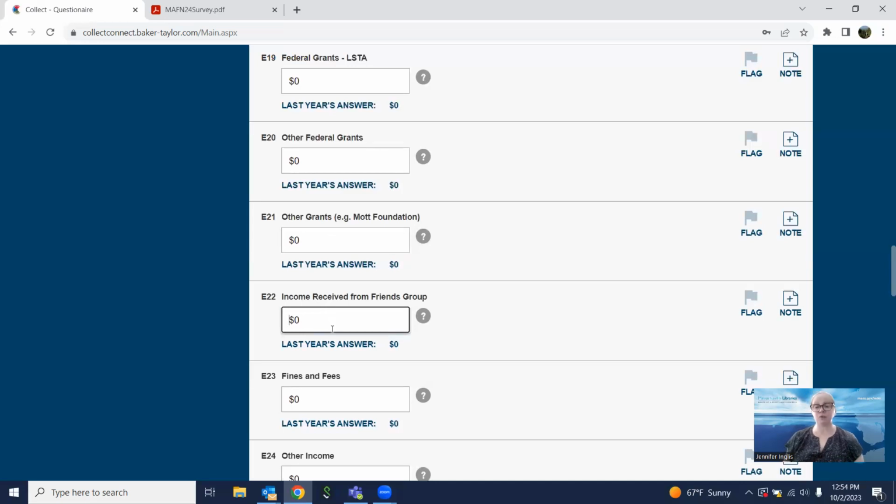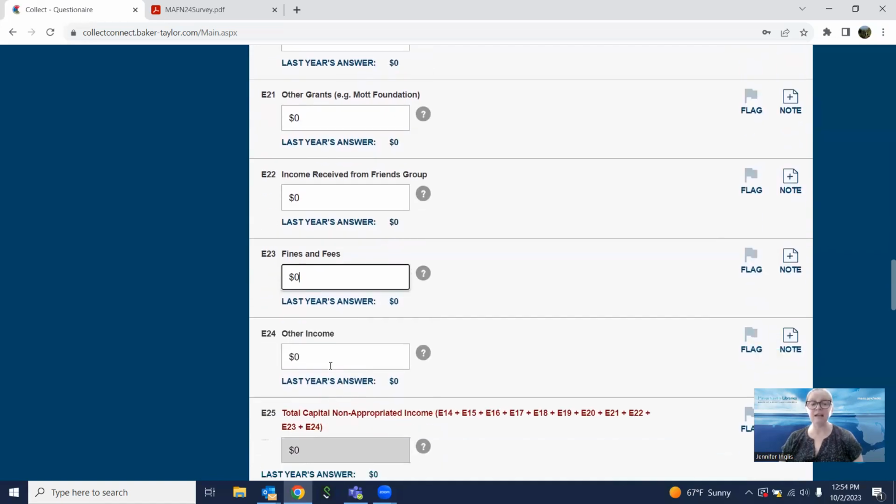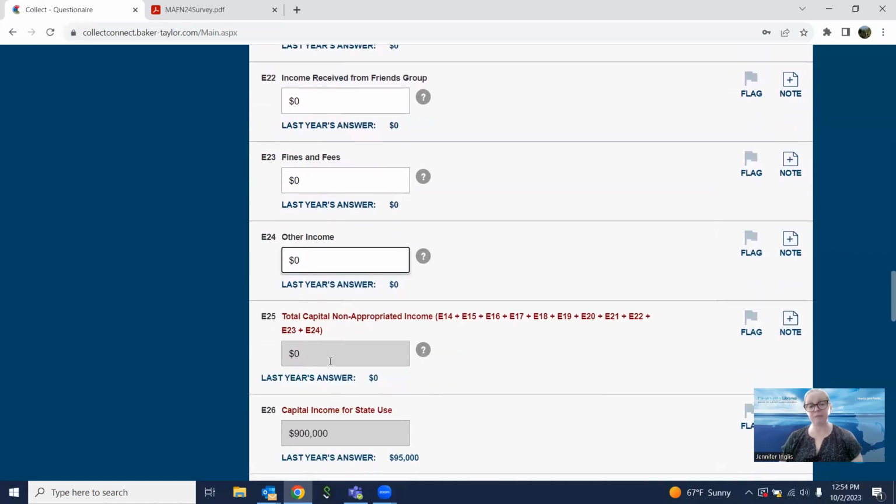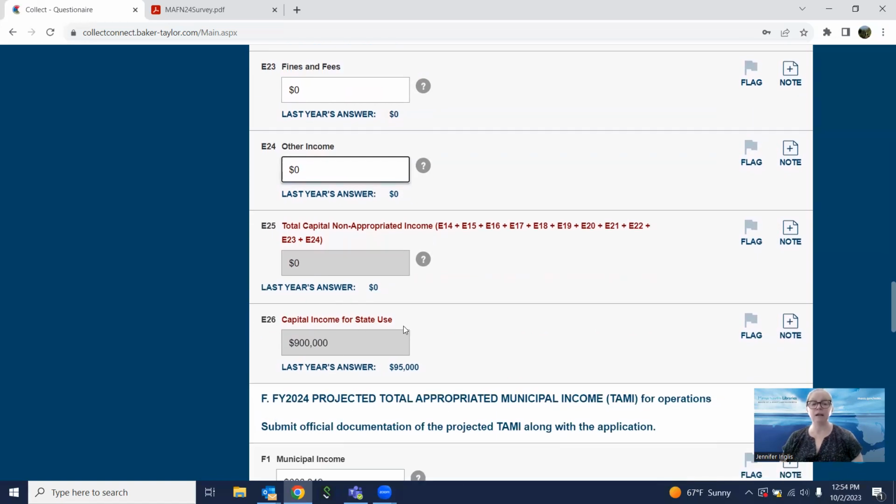Income received for friends groups. Maybe your friends are doing fundraising for a capital project, and then they give you that cash to spend. You would put that here, and then fines and fees again, and then other income again. And then it will show your total capital non-appropriated income, and then your total, so the appropriated and the non-appropriated added together.